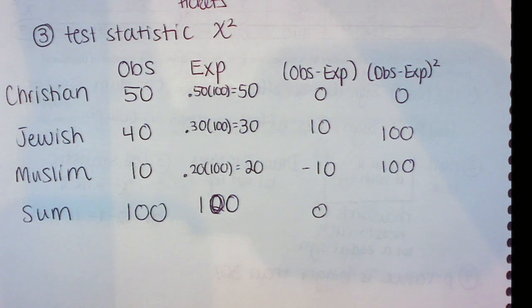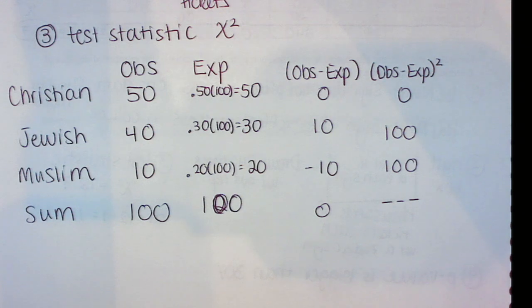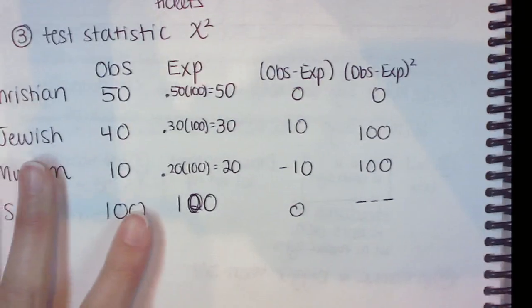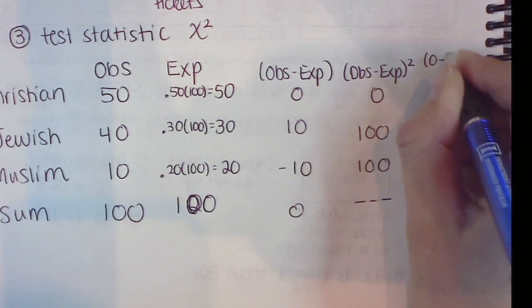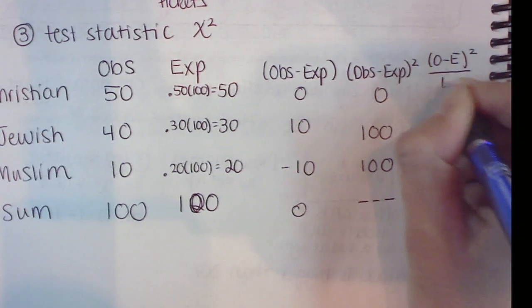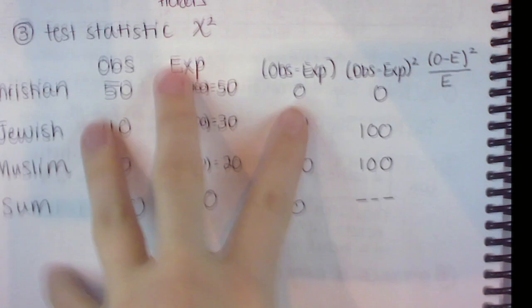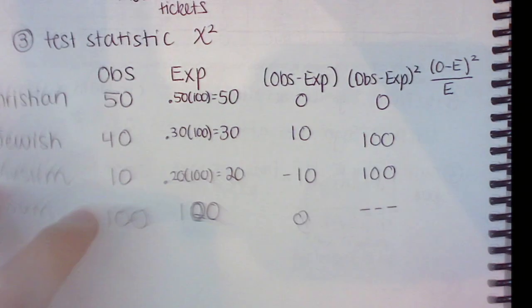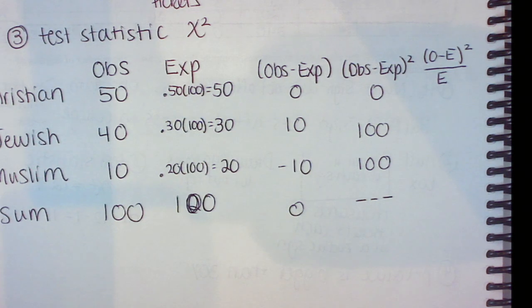But here the sum isn't really going to help me. You could sum it if you want. It wouldn't hurt, but it's not going to tell me anything. Instead, I'm going to have to use the formula, which is observed minus expected squared over expected. So I'm just making the same table that we had before, the exact same thing. But like I said, on the final, you guys will have the table and the formula, you'll be good to go.